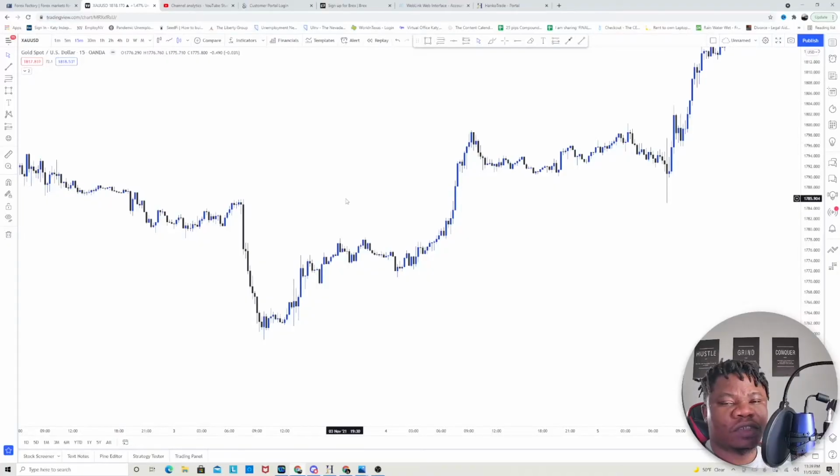For this gold scalping strategy, we're going to be looking at it on the 15-minute time frame.